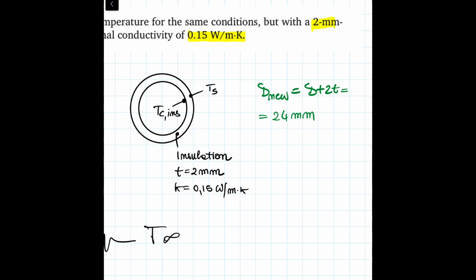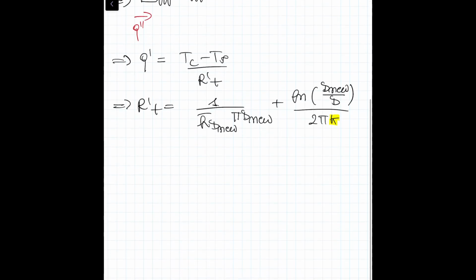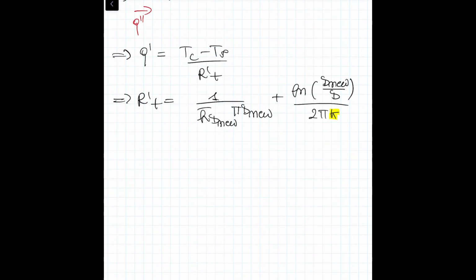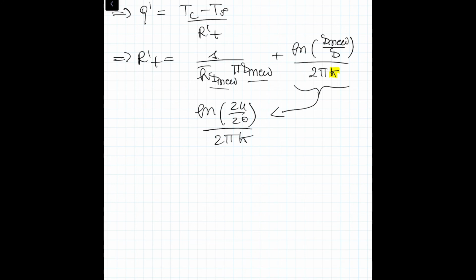Now, the steps from here are really easy because it's literally following what we did in part A. The only difference is literally this part and this new d nu. Well, this part is easy to calculate because we know it's just ln of 24 over 20 over 2 pi k. So you should be able to do that. Now, let's find h D nu, because for h D nu there are some small yet important changes.